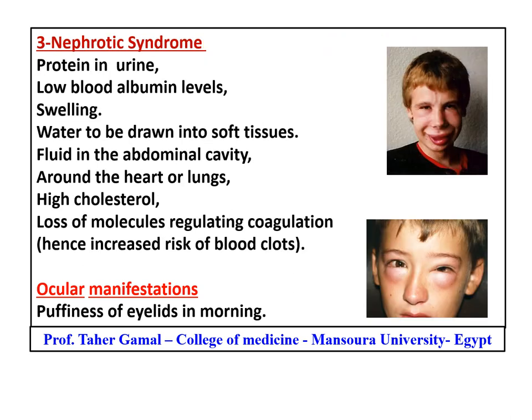Other renal problem is nephrotic syndrome. Nephrotic syndrome: protein in the urine, low blood albumin level, swelling, water drawn into soft tissues, fluid in the abnormal cavity around the heart or lungs, high cholesterol, loss of molecules regulating coagulation, hence increased risk of blood clots. Its ocular manifestation of nephrotic syndrome is puffiness of the eyelids in the morning.